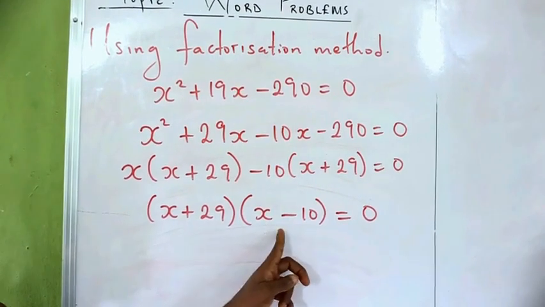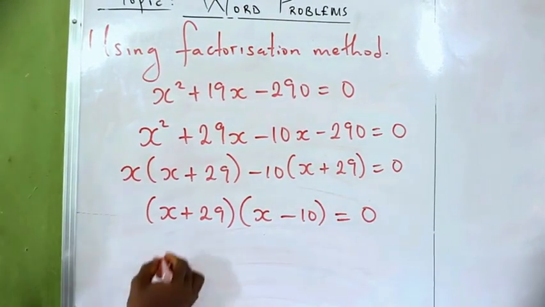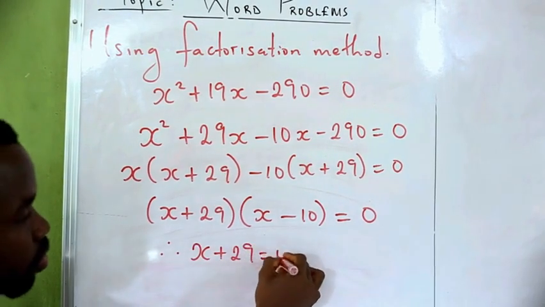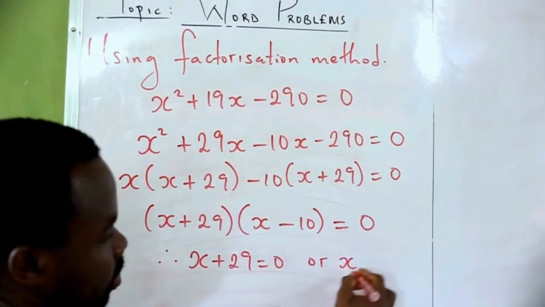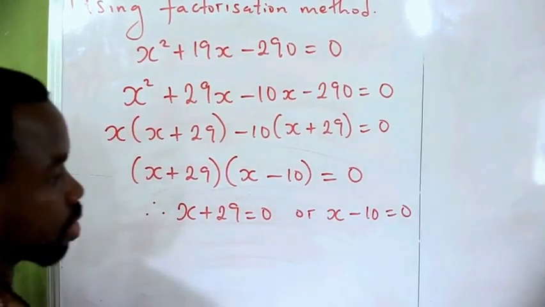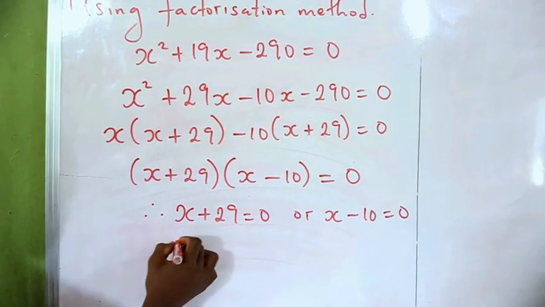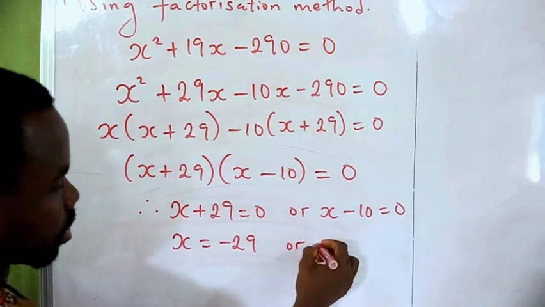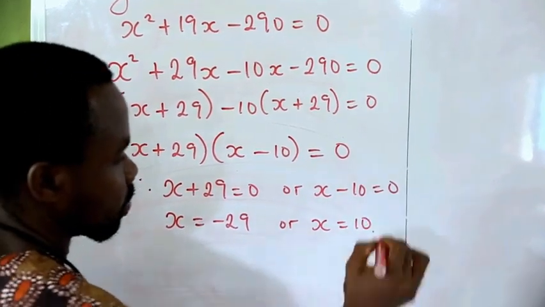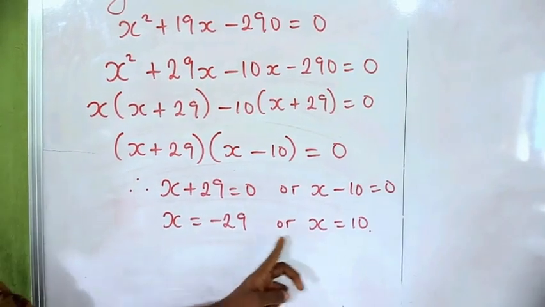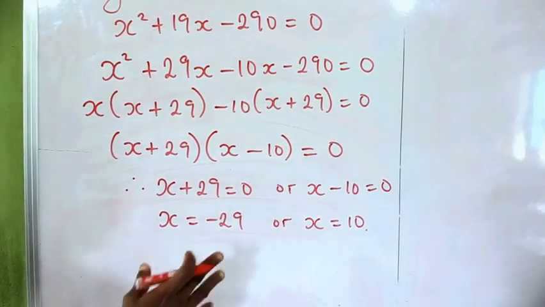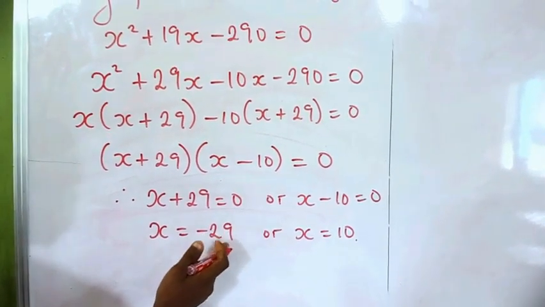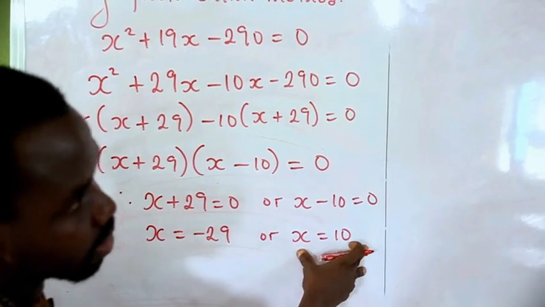The product of the two linear factors here gives 0. So therefore, we can claim that x plus 29 equals 0, or x minus 10 equals 0. From here, x equals minus 29, and from here, x equals 10. We have two values for x, but one of the values will be discarded, because when we are talking about number of years, we can't have a negative value. So the acceptable value of x is 10.